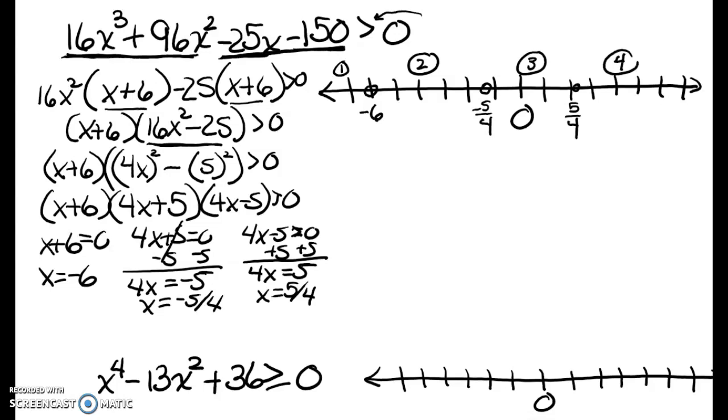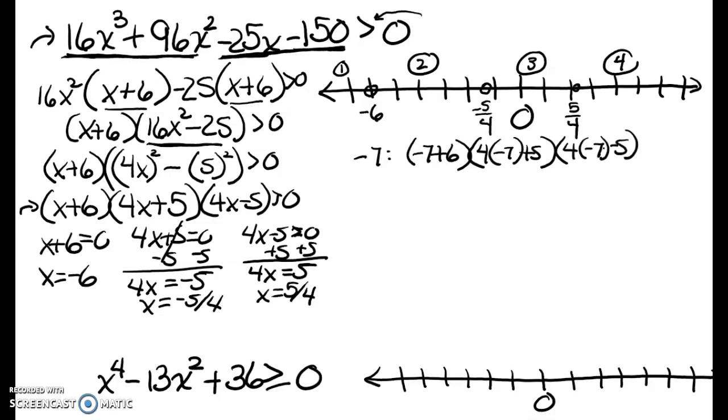So I need to test from each region. So I'm going to pick negative 7 from this region. And instead of using this big unwieldy polynomial, I'm going to use my factored polynomial. Okay, so I'm going to say negative 7 plus 6 because it just seems so much easier. 4 times negative 7 plus 5. 4 times negative 7 minus 5 is greater than 0.